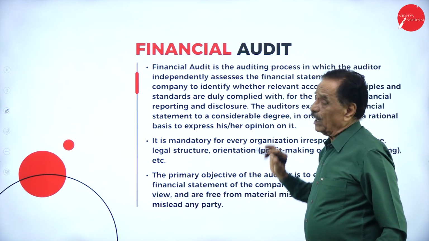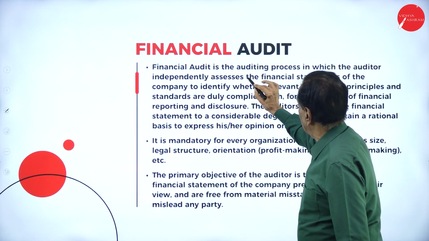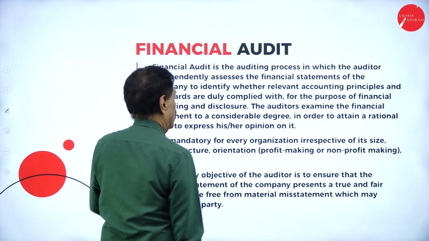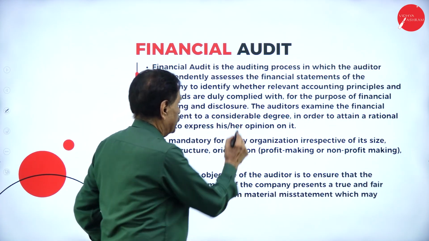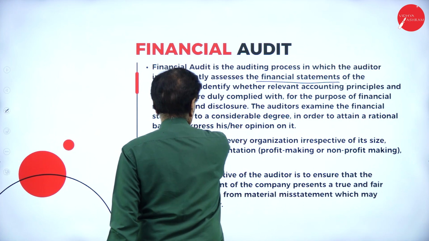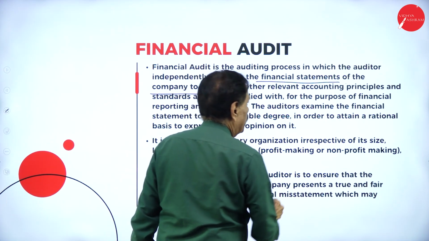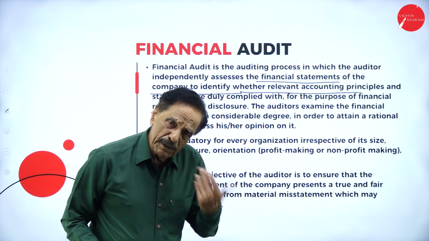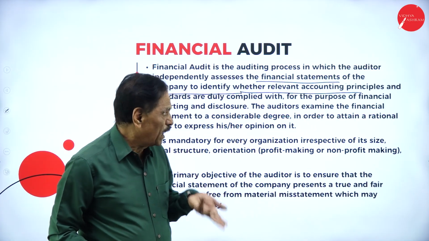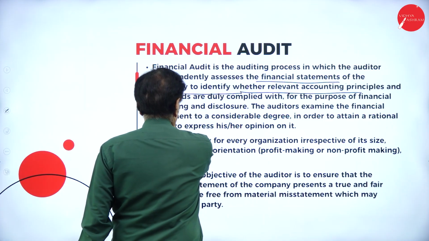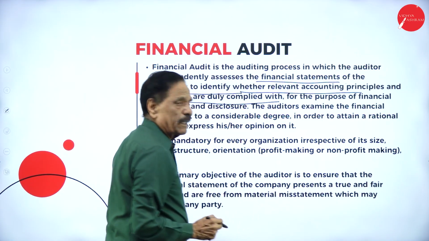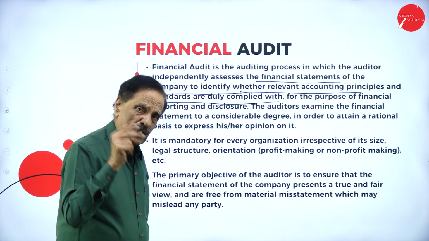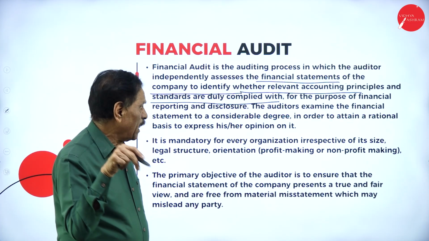What is a financial audit? A financial audit is an auditing process in which the auditor independently assesses the financial statements of the company to identify whether the relevant accounting principles, meaning personal account, real account, and nominal account, and standards are duly complied with. Have these principles been applied? The principles are personal account, real account, and nominal account.